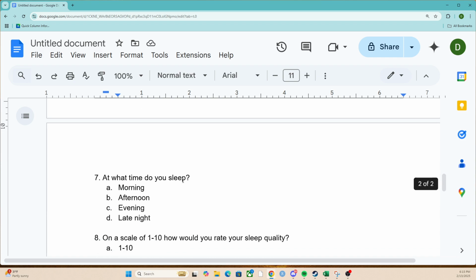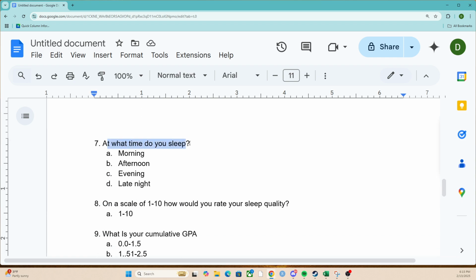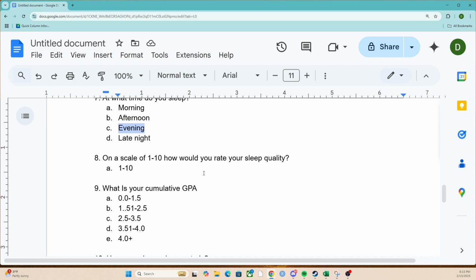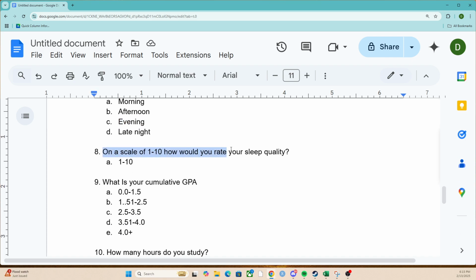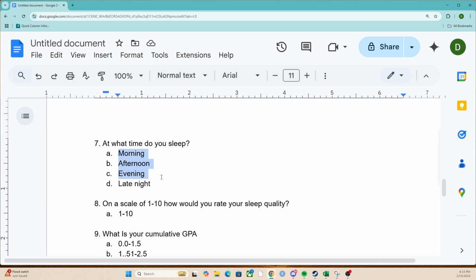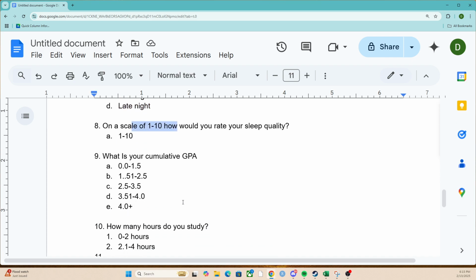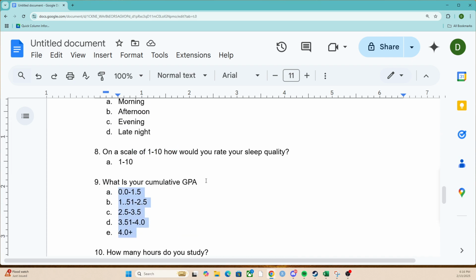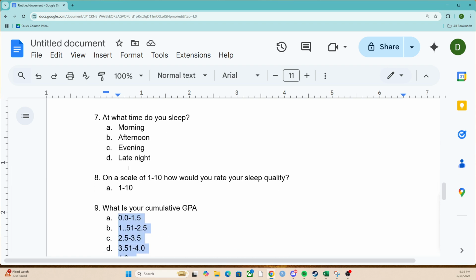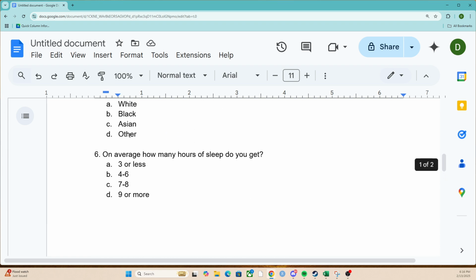The next question is more about their sleep. What time do they sleep? Morning, afternoon, evening, late night. That kind of covers everything. And then they would rate the quality of their sleep on a scale of 1 to whatever. This is ordinal; an ordinal scale would cover your ordinal questions. The time question is nominal or categorical, so that covers the nominal. This covers the ordinal, and this will cover the interval ratio. So this is 3 questions on their sleep.